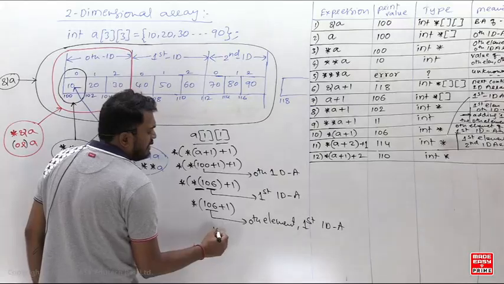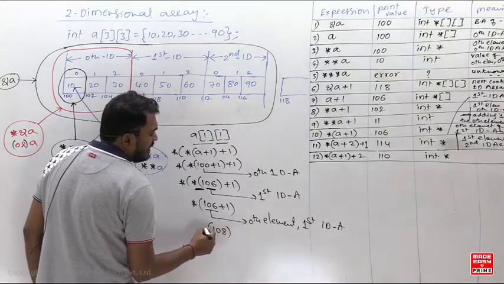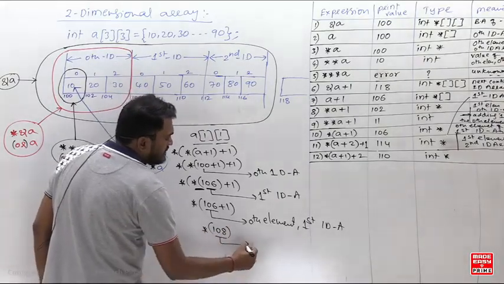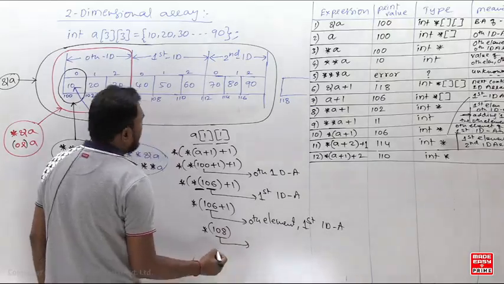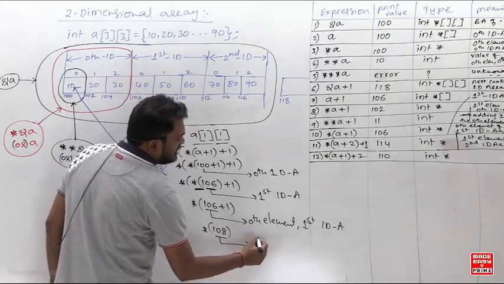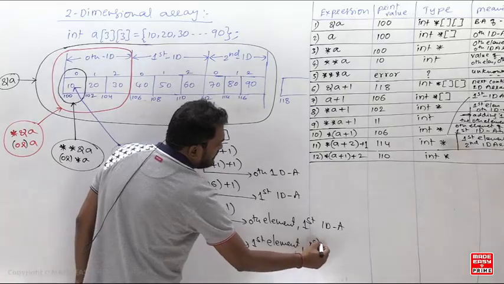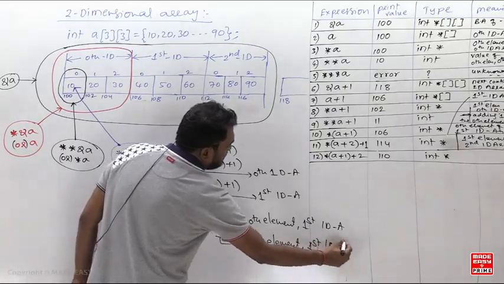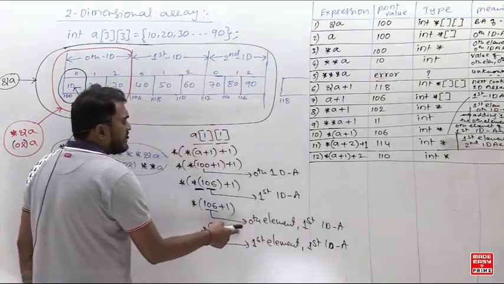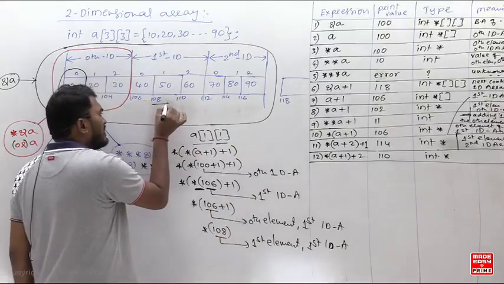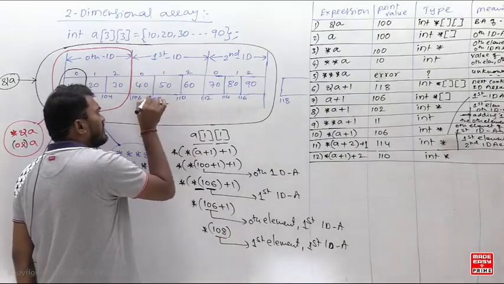If I say plus 1, so it will become what? 108. So look at here, what is this? 108 means what? The first element. That is the base address of the first element of the first 1D array. Now it is pointing to an element here. It has reached the element: first element of the first 1D array.